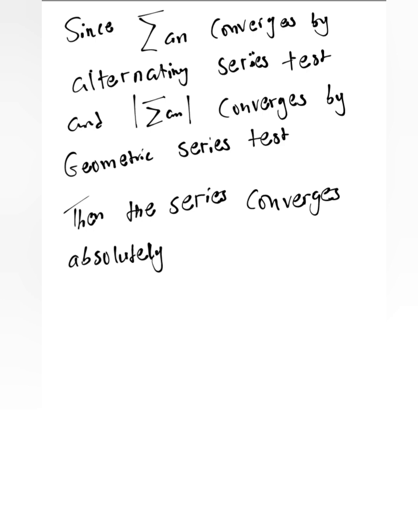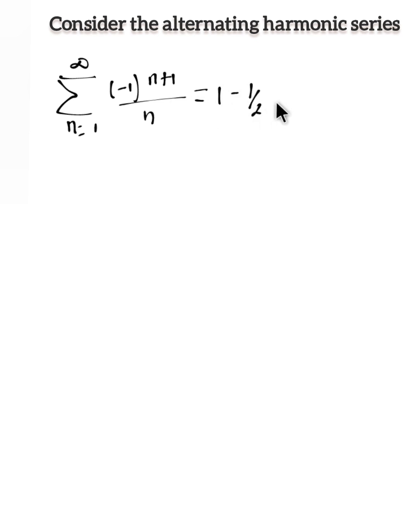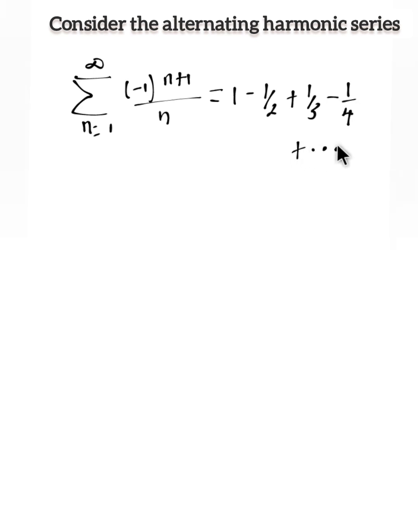Let's move over to the next example. Example 2. Consider the alternating harmonic series: the summation from n equals 1 to infinity of (-1)^(n+1) over n, which is equal to 1 minus 1/2 plus 1/3 minus 1/4, and so on. We are going to investigate whether this series is absolutely convergent or conditionally convergent. First, if you observe, this is an alternating series.